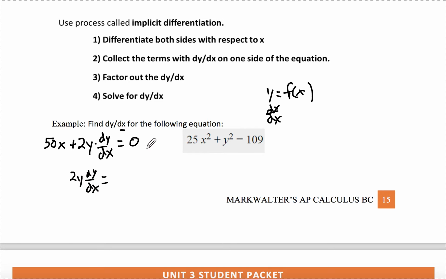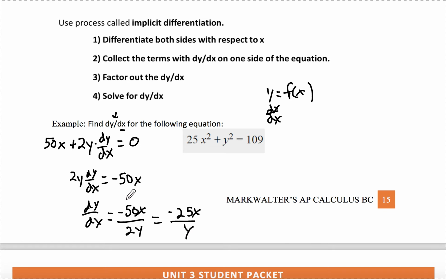I'm going to subtract 50x to the other side. Now I'm trying to solve for dy/dx, right? So I'm trying to get dy/dx by itself. I'm going to just treat this basically like its own variable. I can divide by 2y. That'll give me dy/dx equals negative 50x divided by 2y. Negative 50 divided by 2 is going to be negative 25x over y. And there we go. We have dy/dx, the derivative of y with respect to x, is negative 25x divided by y.